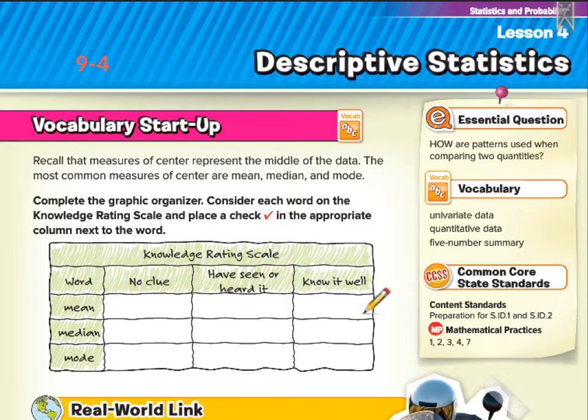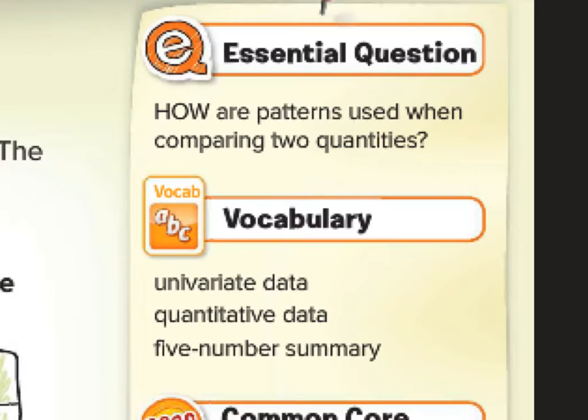Hello everyone, welcome to lesson 9-4, Descriptive Statistics. In this lesson we will continue to address the question, how are patterns used when comparing two quantities? And we will use the vocabulary univariate data, quantitative data, and 5-number summary.